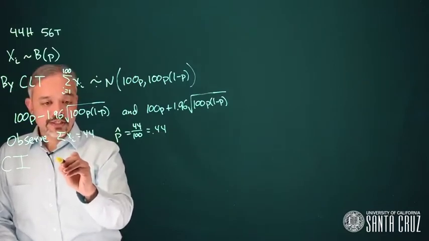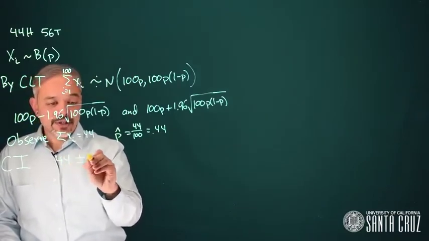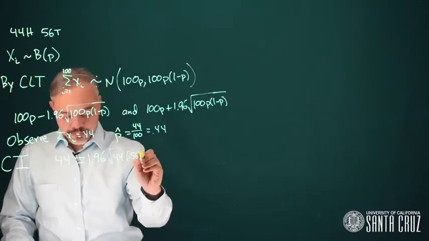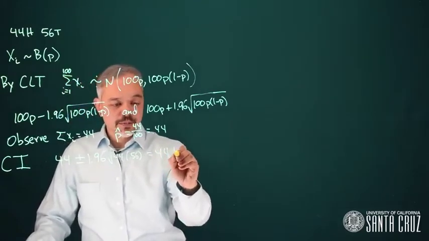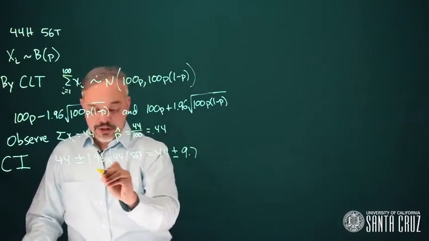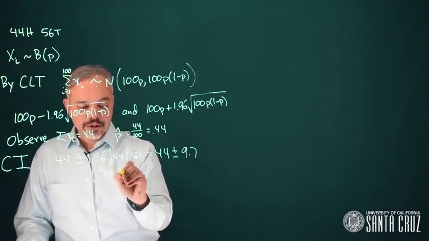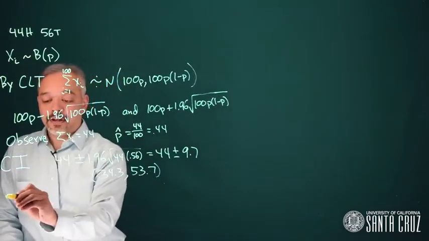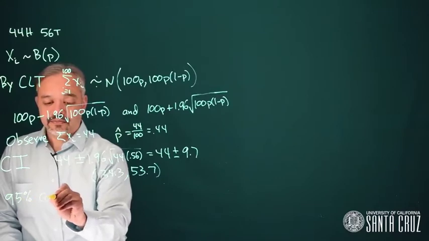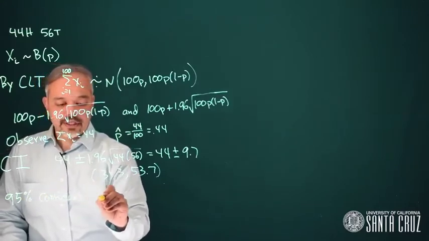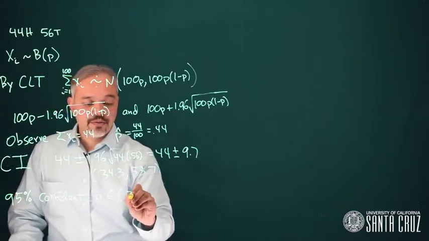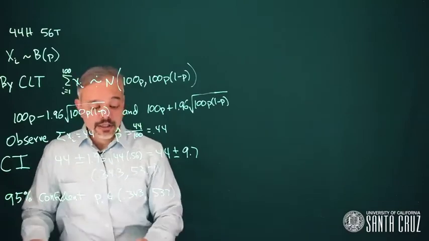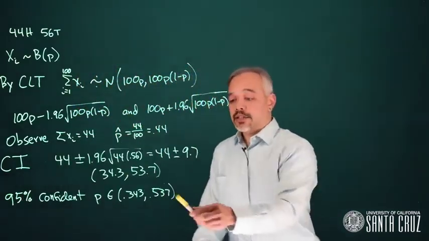The confidence interval is then going to be 44 plus or minus 1.96 times the square root of 44 times 0.56. Or in this case, this is 44 plus or minus 9.7, or the interval that goes from 34.3 to 53.7. So we can say that we're 95% confident that p is in the interval 0.343 to 0.537. We're 95% confident that the true probability of getting a head is in this interval.